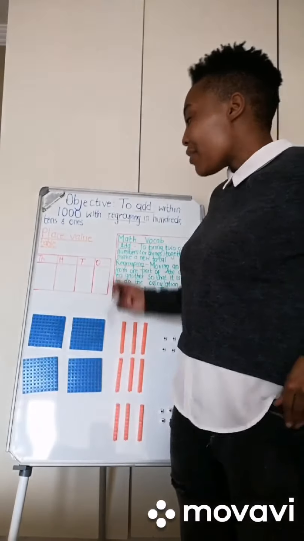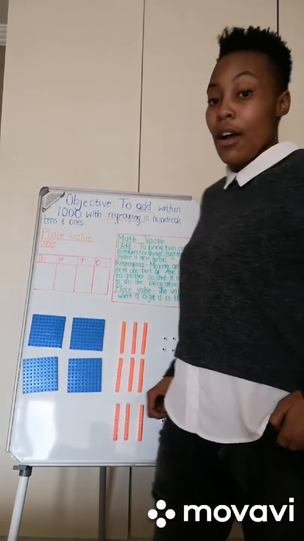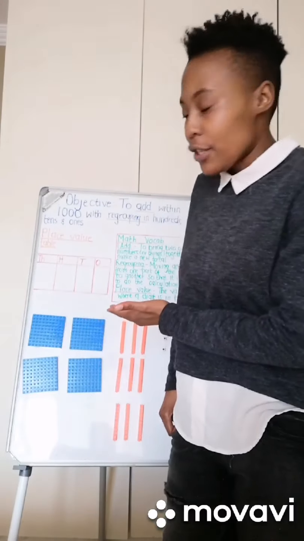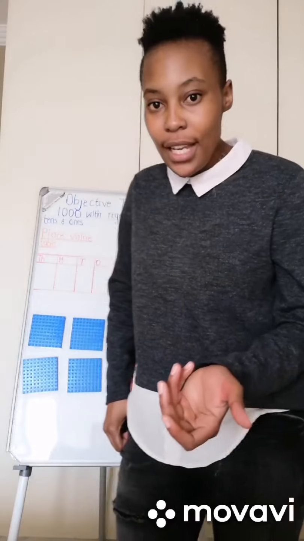On this side, I have an example of a place value table. It is a table with 4 columns. Now, I want you to think of a place value table as a house. We all know that houses have different rooms, right? The same thing with the place value table. Each room has a value.